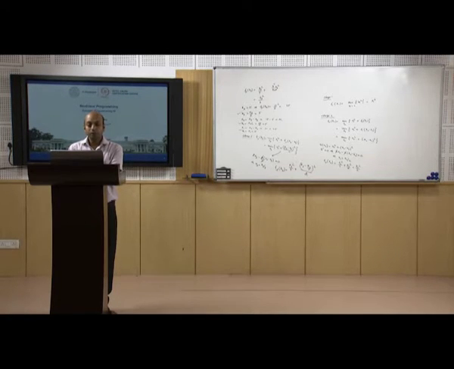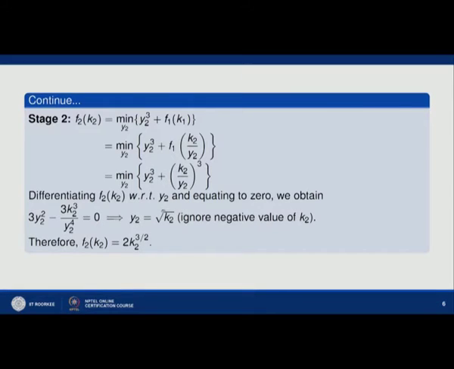So, you differentiate with respect to y2, put it equal to 0, and we get y2 equal to under root of k2. Ignore the negative value because y1, y2 are strictly greater than 0. When you substitute y2 in this expression, we obtain f2 of k2 equal to 2 times k2 whole raised to power 3 upon 2.